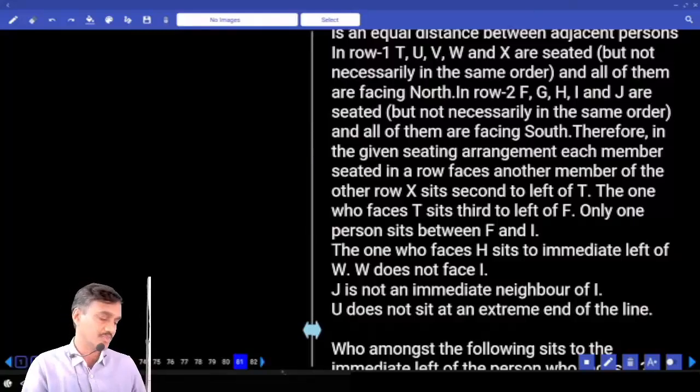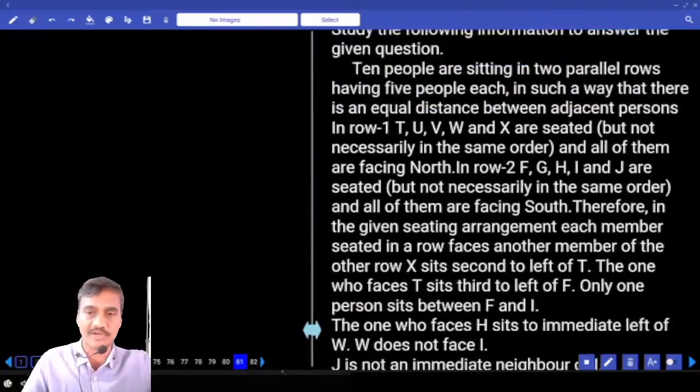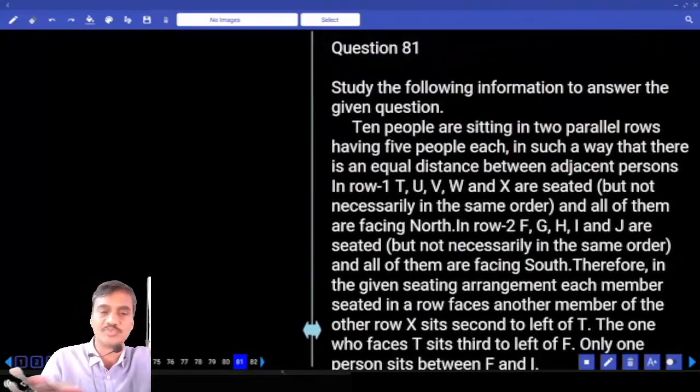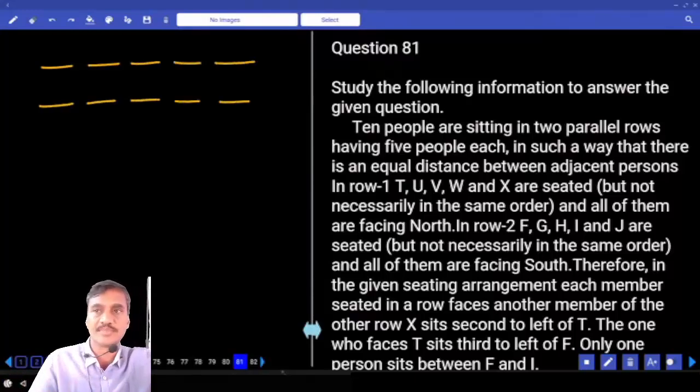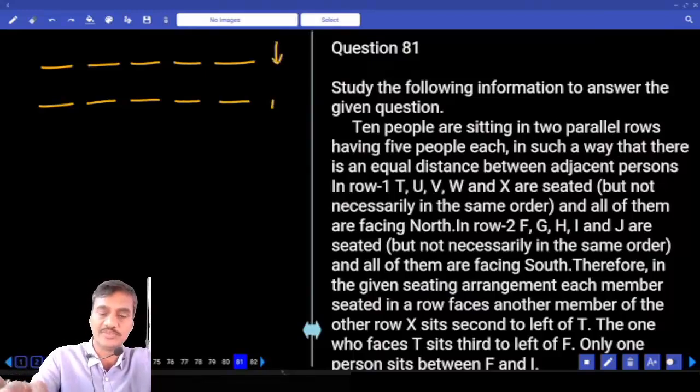Now, 81 onwards is parallel rows. Does parallel rows come under the first priority or the second priority? First priority. How many people are there? 10 people are sitting in 2 parallel rows. 1, 2, 3, 4, 5. Another 5 people are there. 1, 2, 3, 4, 5. 5 people in this row, 5 people in this one.